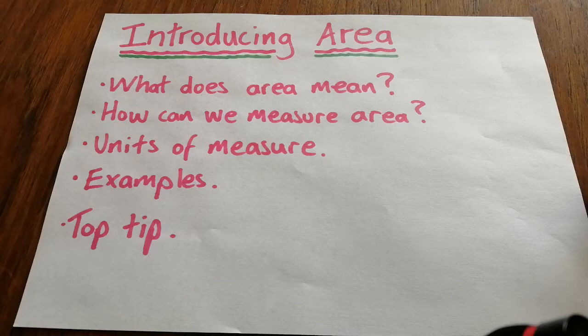So a little bit of an introduction to it, and the things that we are going to cover are: what does area mean? How do we measure the area of a shape? What will we use to measure that area? We'll work through some examples and I'll give you my favourite top tip for remembering how to calculate the area and how to write it down. Okay, let's get stuck into it.